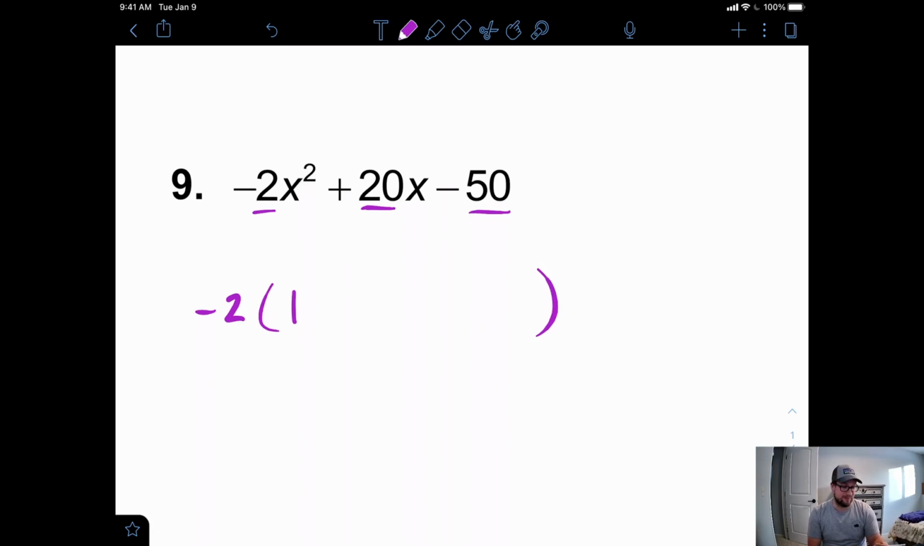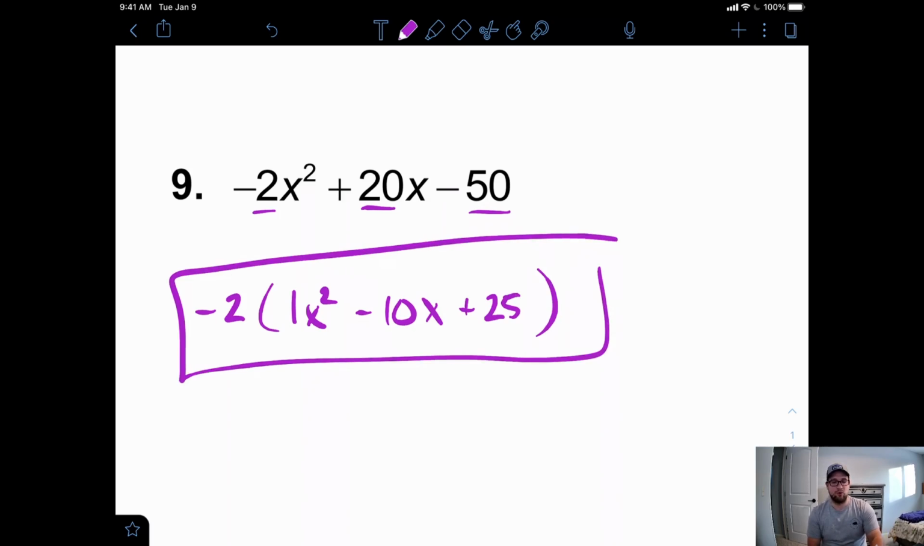Or negative 2 divided by negative 2 is equal to a positive 1. And I'm going to have that x squared there. 20 divided by negative 2 would give us a negative 10. And negative 50 divided by negative 2 would be a positive 25.